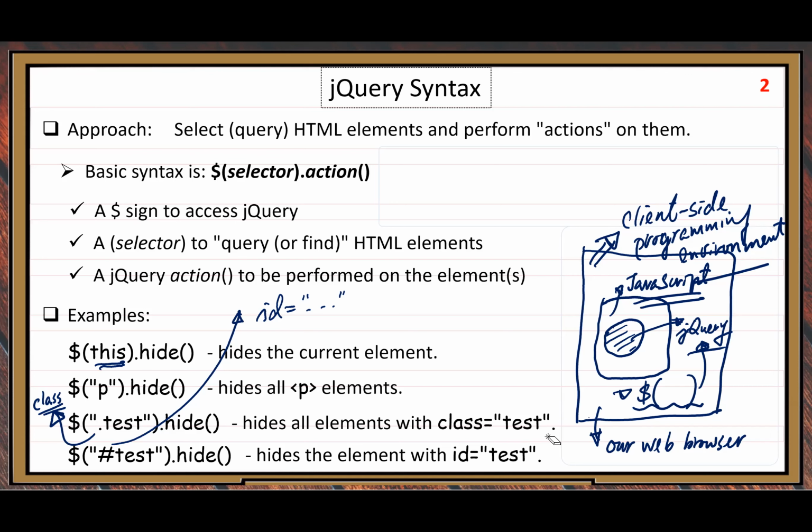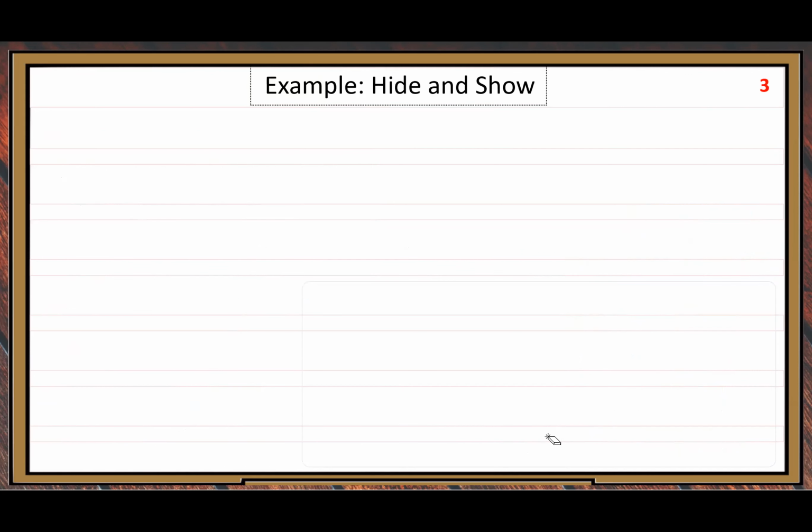So those are the simple examples. Next I want to show you a simple example, which I call hide and show. We just do these two actions: one button hides the element, and a second button shows that selected element. But I do it in two different ways, the regular JavaScript way and the jQuery way, so you can do a comparison. We do the same thing in two different ways.